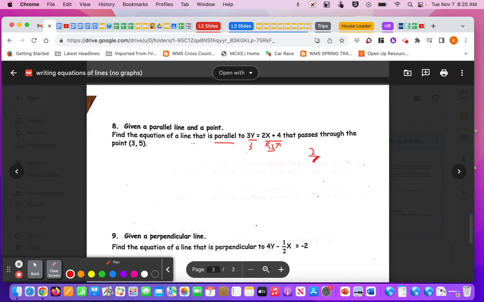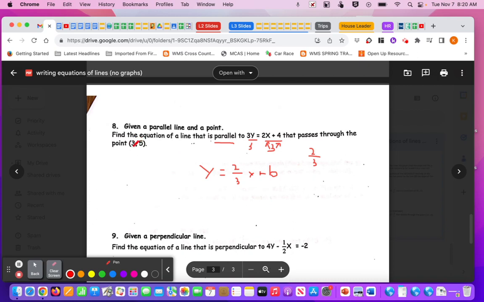All right, you can see that. So now you're going to do just what you did yesterday. You're going to plug in and create a new equation. So y is equal to the slope, which is 2/3. All right, 2/3. And then don't forget your x, and then plus b. Now all you need to do is plug in the values of x and y.